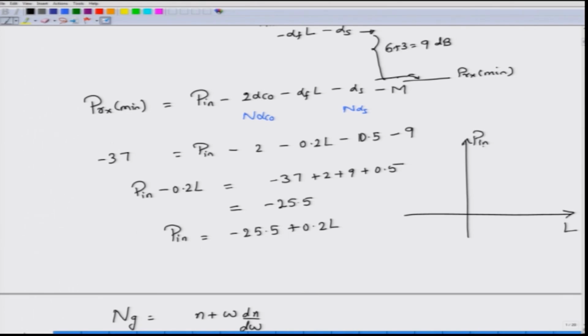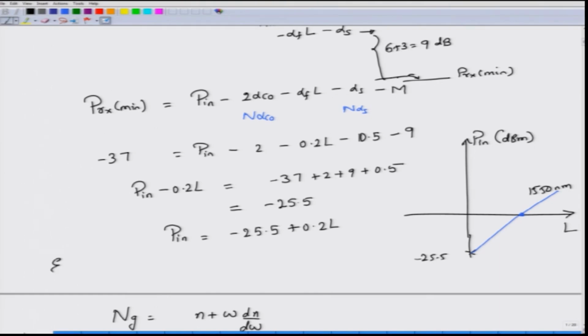If I want to propagate a certain distance L, what should be my P in? Of course, with L equal to 0, which is the case where there is no fiber, then P in can be at minus 25.5. Let us put all this in dBm, and then from here onwards it would be a straight line. At some point the P in will be equal to 0 dBm, and that will happen when L is 25.5 divided by 0.2, and this would be the graph that you are going to look at. Now this graph is for a 1550 nanometer operating window.